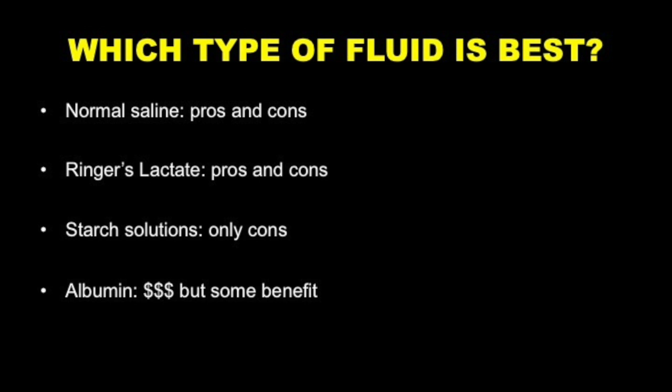Starch solutions, so your Voluven, your Pentaspan, other hydroxyethyl starch, they're not good. And I hope that we're not using those so much. They cause renal failure and death. Albumin can be useful, but it's super expensive and not strongly recommended in the guidelines. So the bottom line basically is crystalloids are good.